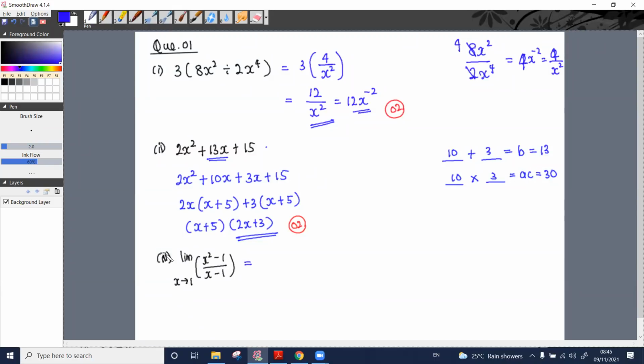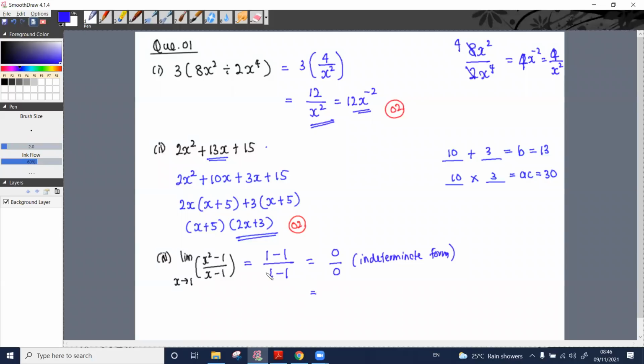First, let's substitute the given approaching value 1 instead of x. Then it will be 1 minus 1 over 1 minus 1. What will we get? We will get 0 over 0. This is in indeterminate form. So we need to use factorization to find the answer.